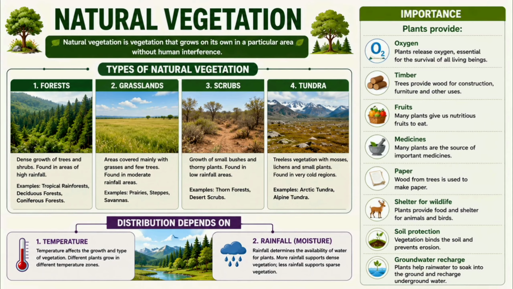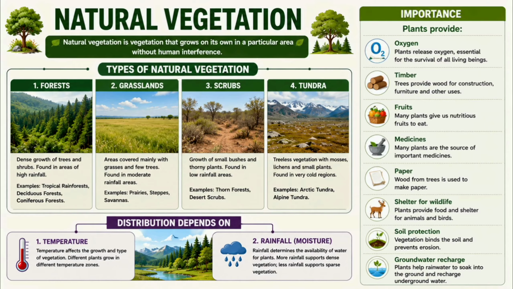Rainfall, moisture. Rainfall determines the availability of water for plants. More rainfall supports dense vegetation. Low rainfall supports sparse vegetation. Importance: plants provide oxygen. Plants release oxygen essential for the survival of all living beings.